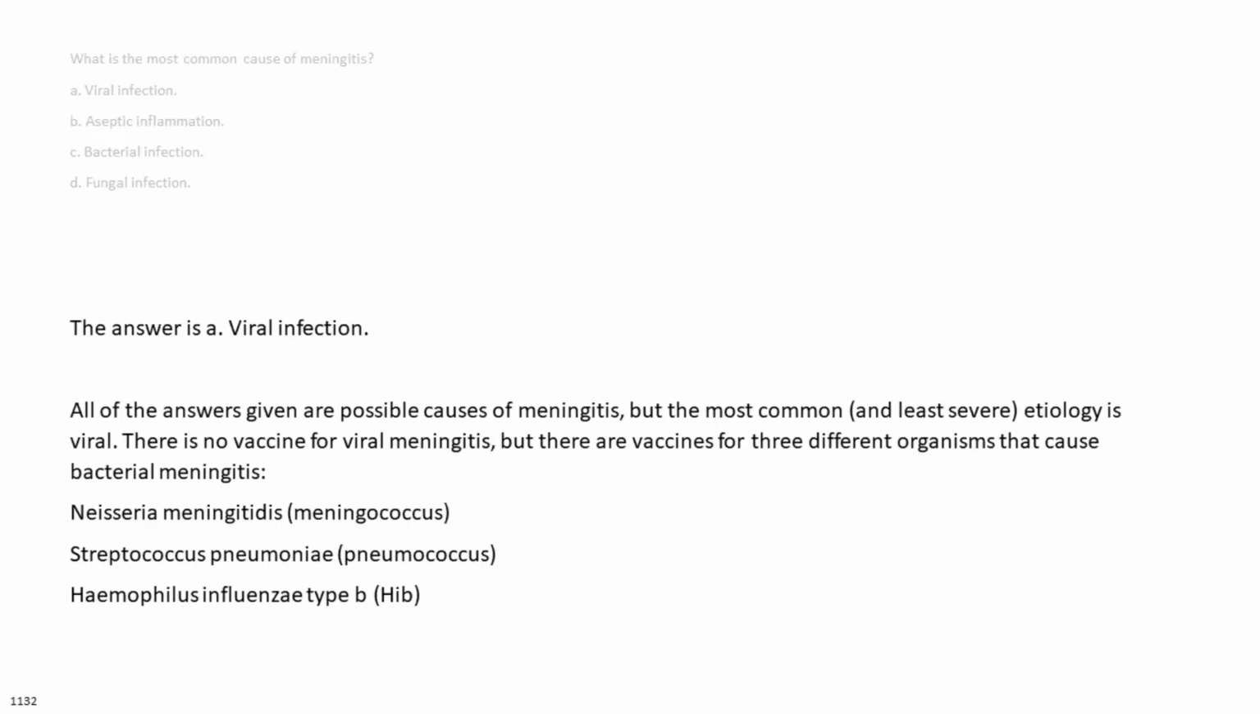The answer is A. Viral infection. All of the answers given are possible causes of meningitis, but the most common, and least severe, etiology is viral. There is no vaccine for viral meningitis, but there are vaccines for 3 different organisms that cause bacterial meningitis. Neisseria meningitidis, meningococcus. Streptococcus pneumoniae, pneumococcus. Haemophilus influenzae type B, Hib.